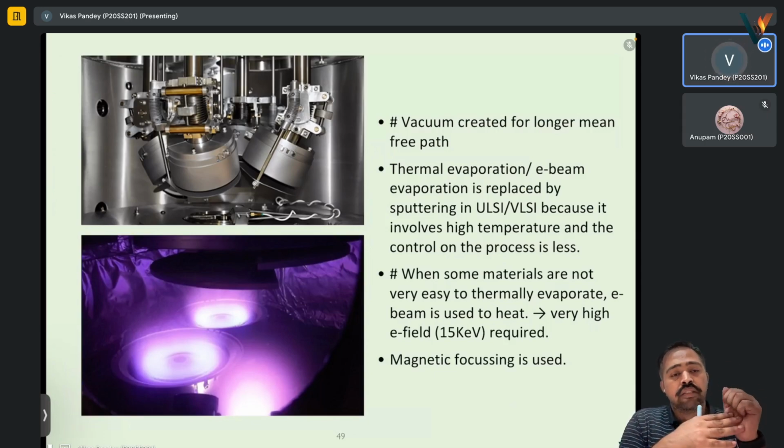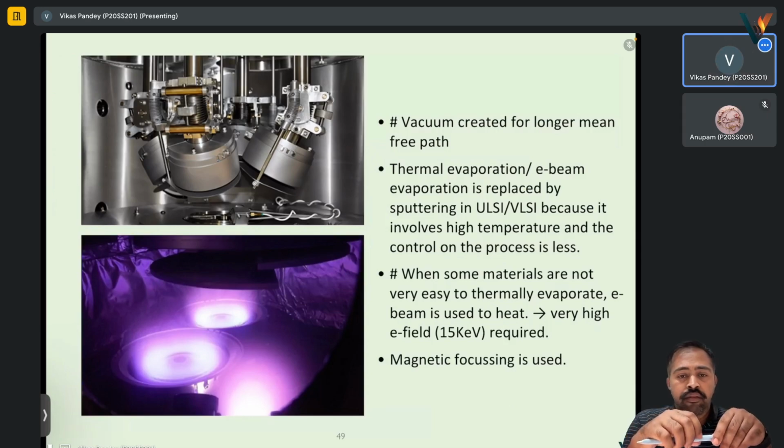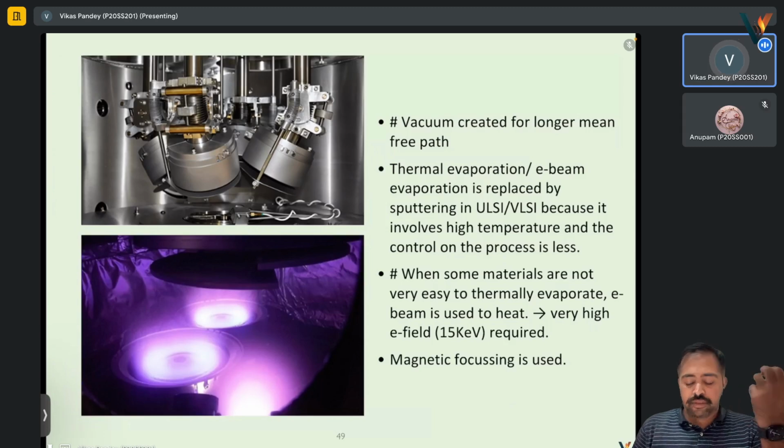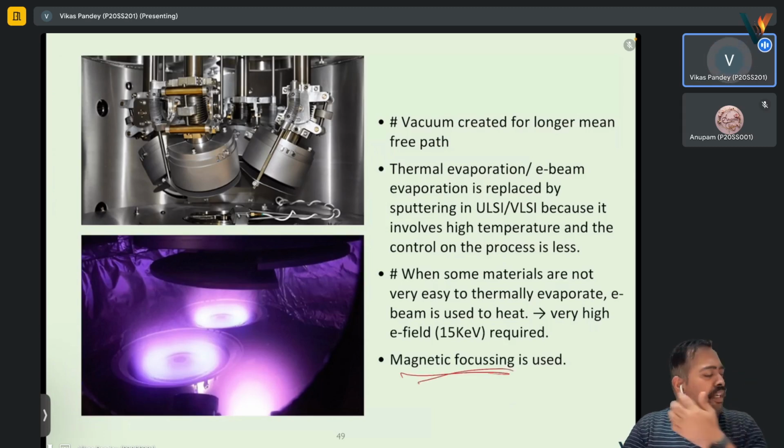In case of ULSI or VLSI systems, where we don't want to go for high temperature, most of the processes have now been replaced. Thermal or e-beam evaporation is not used. Sputtering is preferred. Even CVD is mostly a high temperature process. So sputtering is one of the preferred processes nowadays because we can do it at low temperature. Sputtering and ALD are another process that can be done at lower temperature. And to enhance the sputtering, magnetic focusing is used, that is magnetron sputtering.